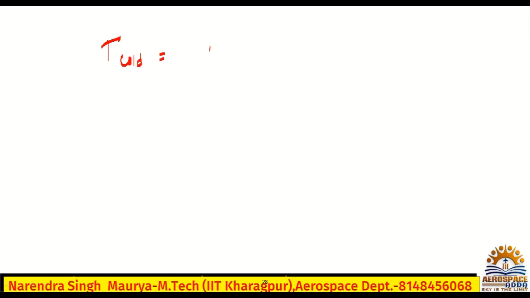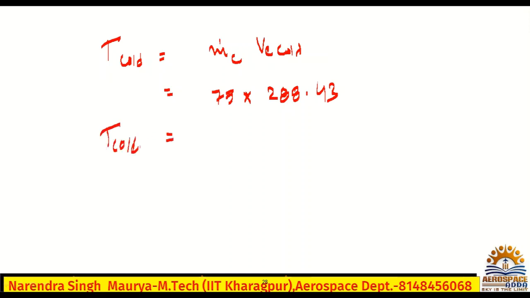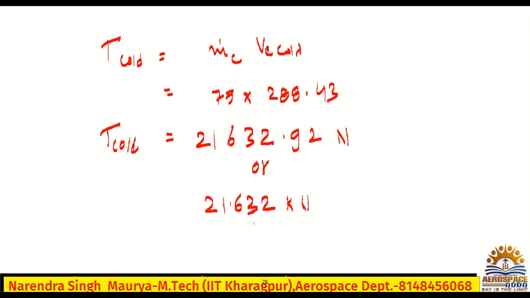What will be the thrust due to cold nozzle? It is nothing but m dot c into V cold. What is m dot c? It is 75 kilogram per second into V cold, which is nothing but 288 point. Let me calculate this. How much? 75... It is nothing but 21632.92 Newton or 21.632 kilonewton.